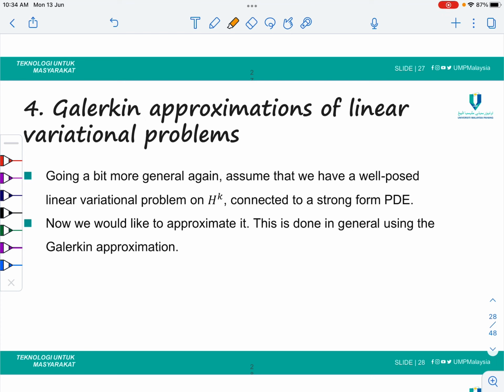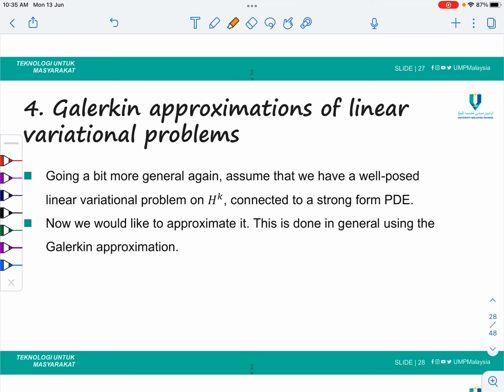The finite element has a solution that converges to the solution of the variational problem itself. If the problem is smooth enough, then it's actually the strong form solution. Okay, let's go to the general case again. Topic 4, Galerkin approximation of linear variational problems.